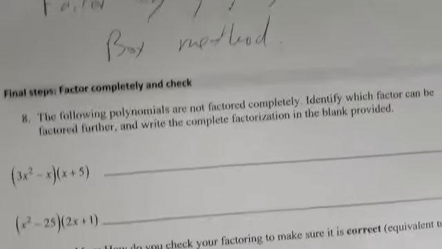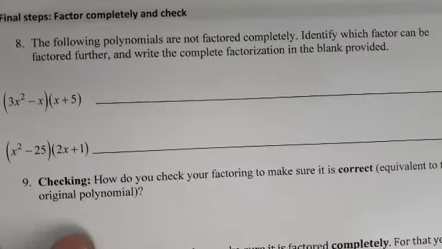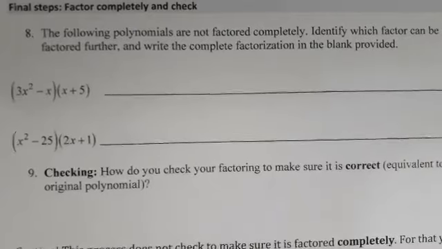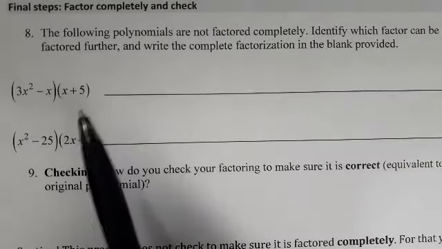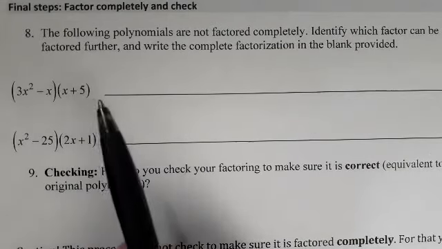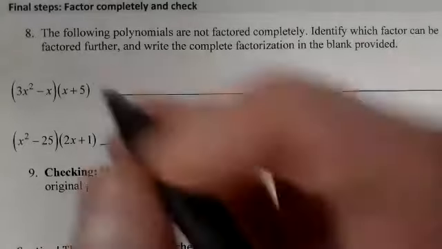Factor completely and check. The following polynomials are not factored completely. Identify which factor can be factored further and write a complete factorization in the blank provided. So this thing, sometimes if you don't take out your GCF, you might end up with something that looks a little like this. And so what you end up with is something times x plus 5. I hope you notice x plus 5 is fully factored. There's nothing more we can do with x plus 5. It's the first power of x.